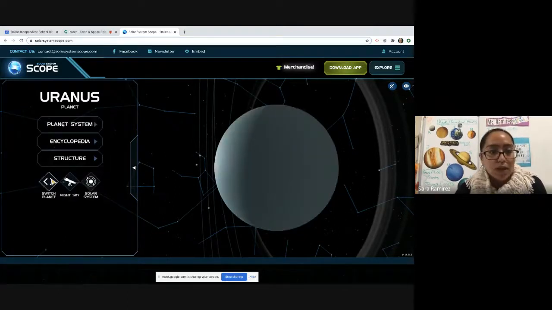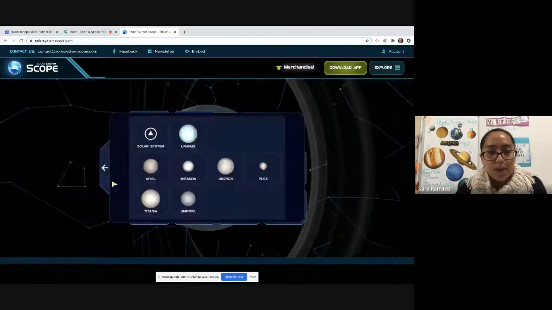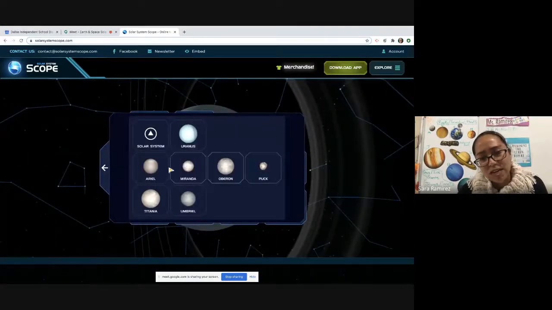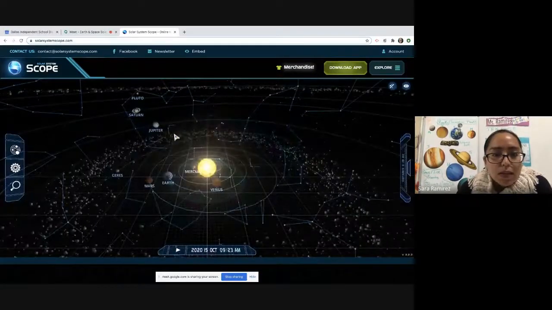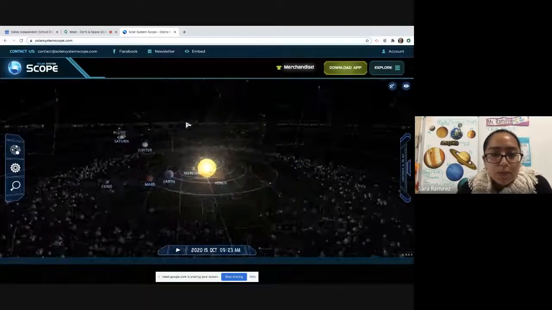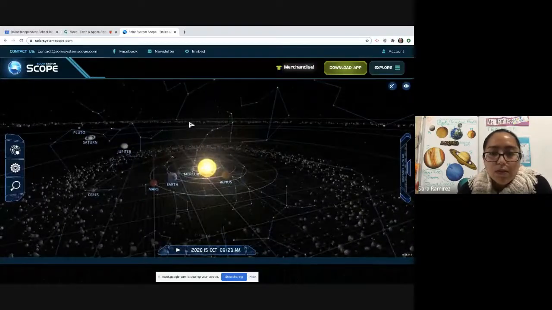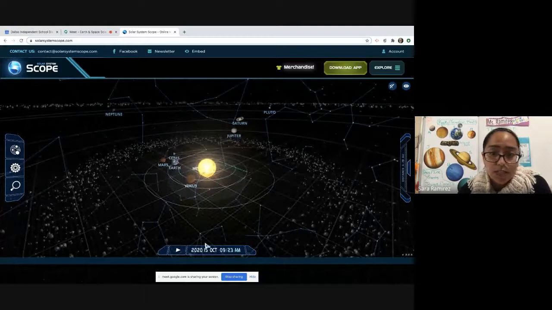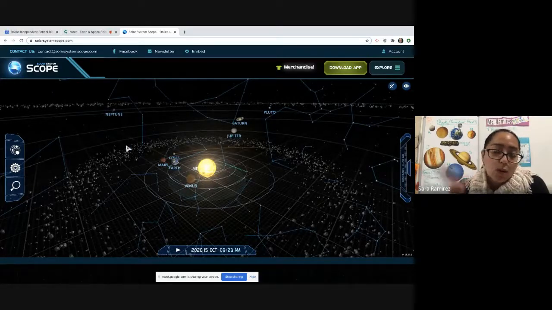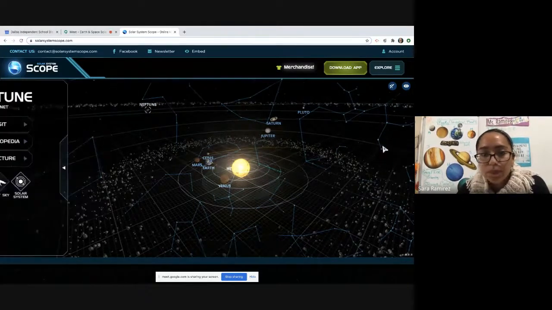So let's go to our last planet, and that will be Neptune. And again, these right here are just some of the moons. And where is Neptune? So there's Saturn. And this is just a cool little app because right here, you can actually see that asteroid belt that's providing a nice division for us between our rocky planets and our gas giants. So let me go to Neptune.